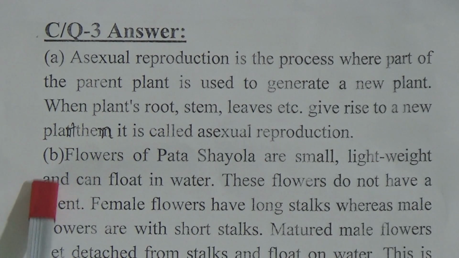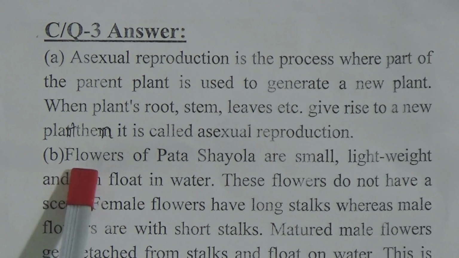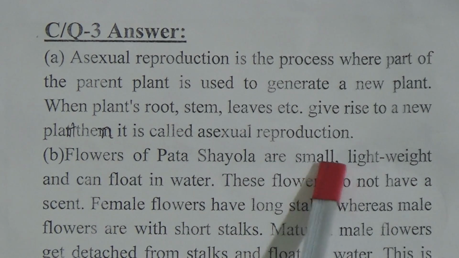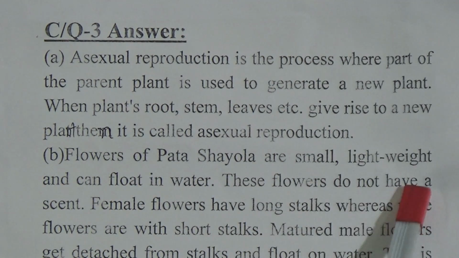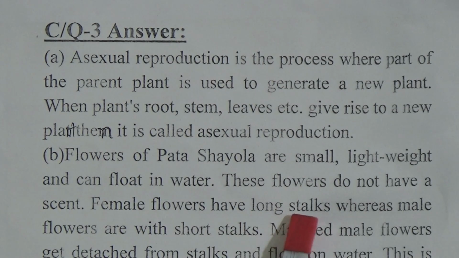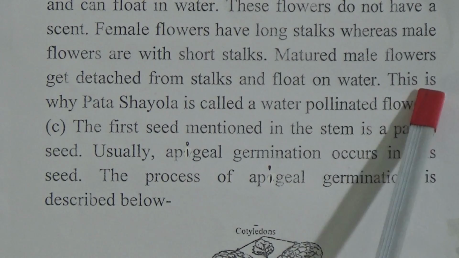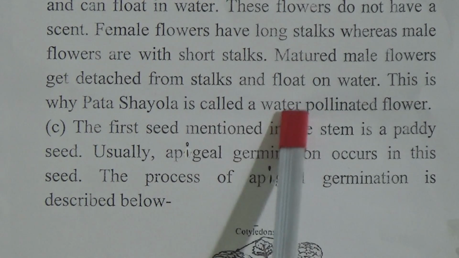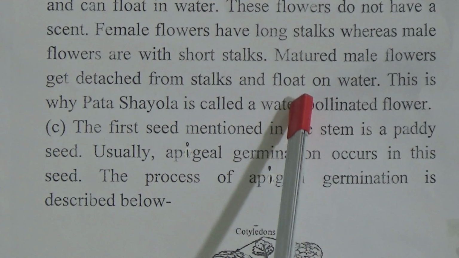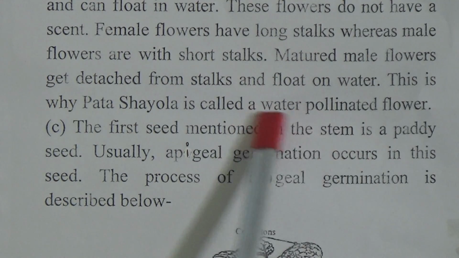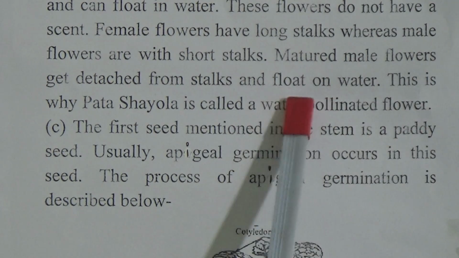Now come to B. Why is pata shaula called a water pollinated flower? Flowers of pata shaula are small, lightweight and can float in the water. These flowers do not have any scent. Female flowers have long stalks, whereas male flowers have short stalks. Matured male flowers get detached from the stalks and float on water. Here water helps in the pollination, that's why pata shaula is called a water pollinated flower.